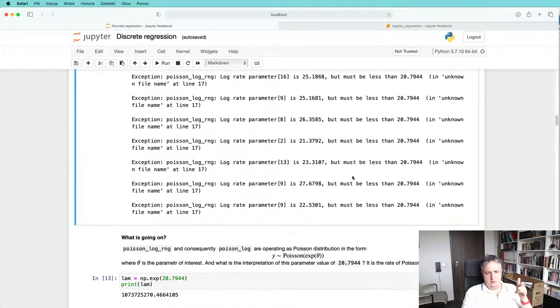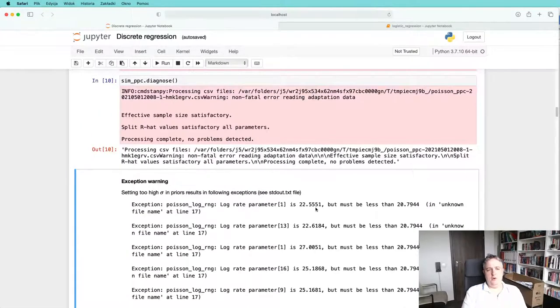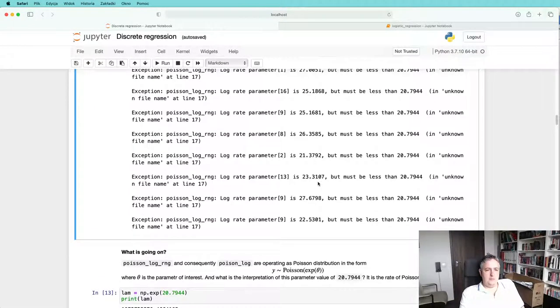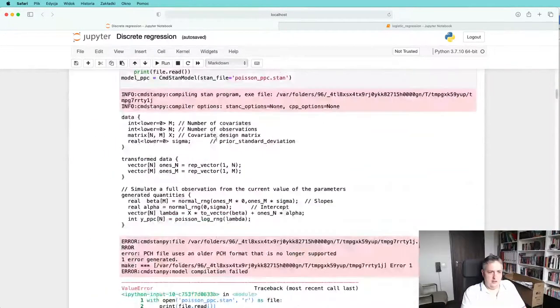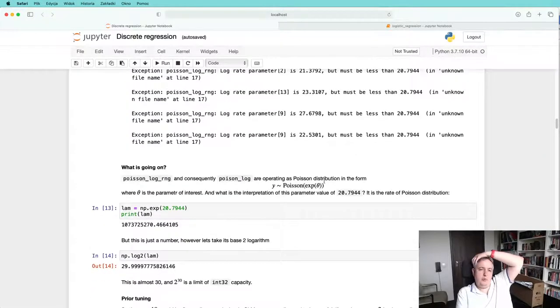And we get a lot of such lines, and each of those lines corresponds to one not a number in generated samples. So something is wrong with our realization. And what's going on? This is the generation. We are using the Poisson log RNG function here, and we'll be using the Poisson log function later. This is the function that generally corresponds to Poisson of exponent of theta value. So this is the link function that we discussed before.